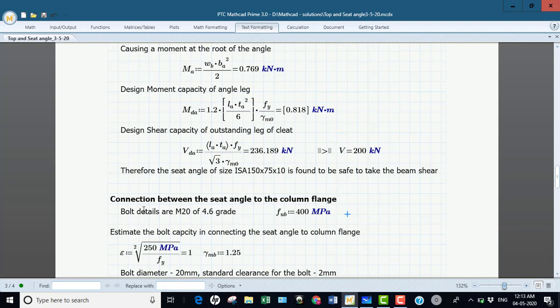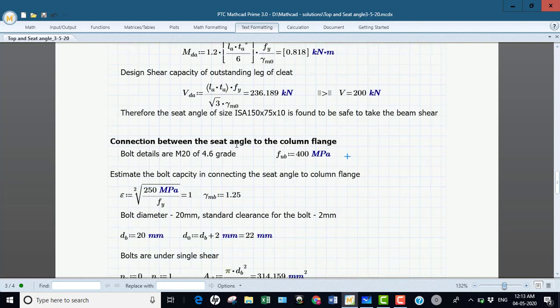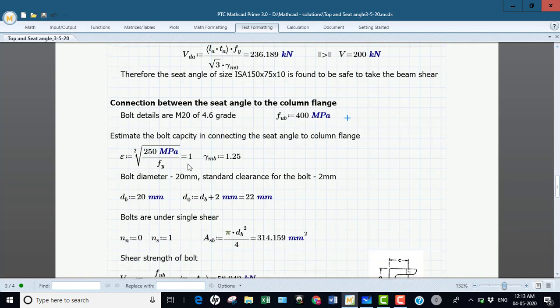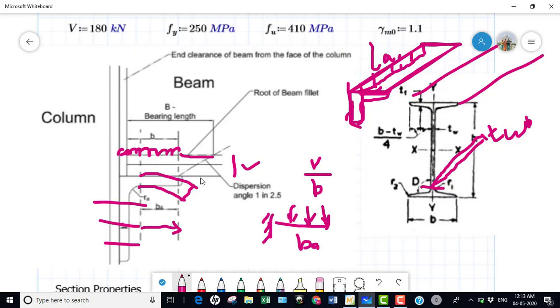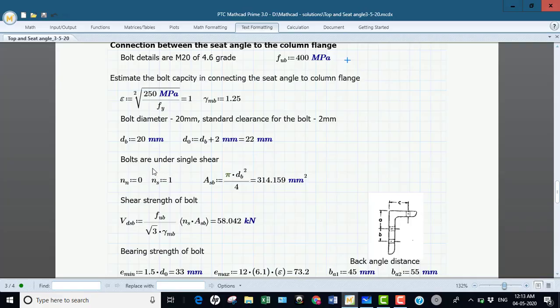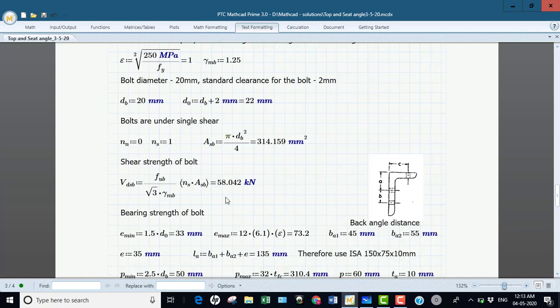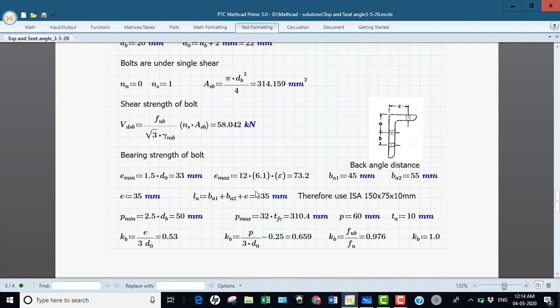Then next one is the connection between the seat angle leg to the column flange. For that, the problem says the type of the bolt and size to be taken for the design. So I take the necessary data. Since in the case of seat angle the shearing plane is a single shearing plane, I am going to calculate the shear capacity under single shear. Bolt is under single shear. Therefore I calculate the shear capacity as well as the bearing capacity.